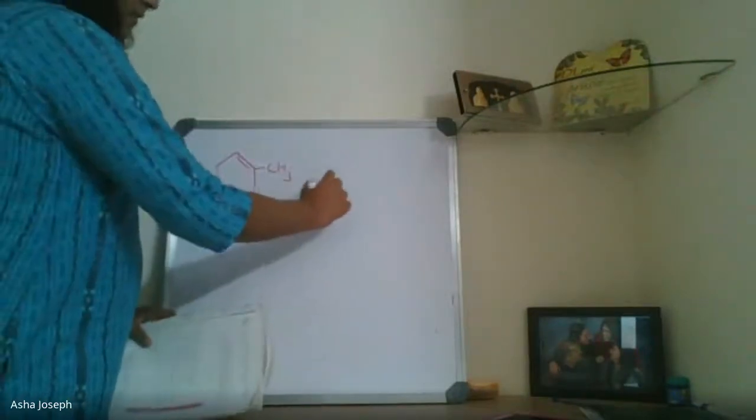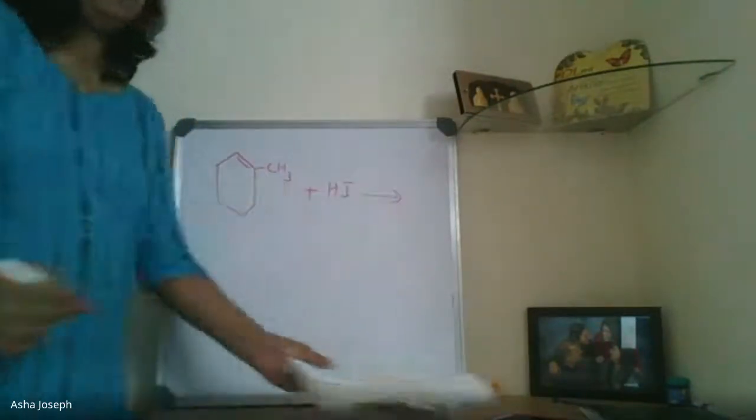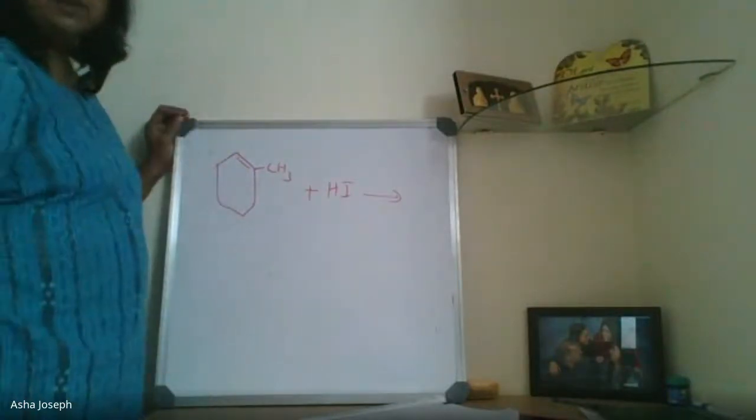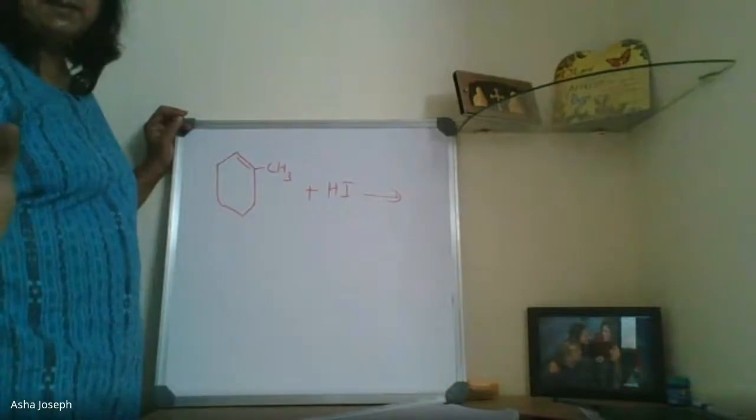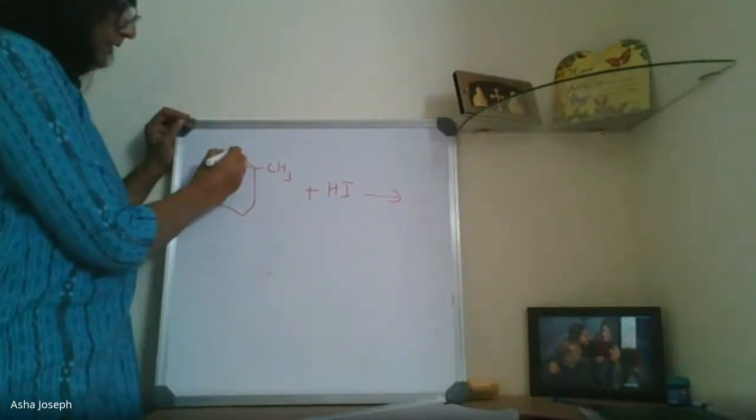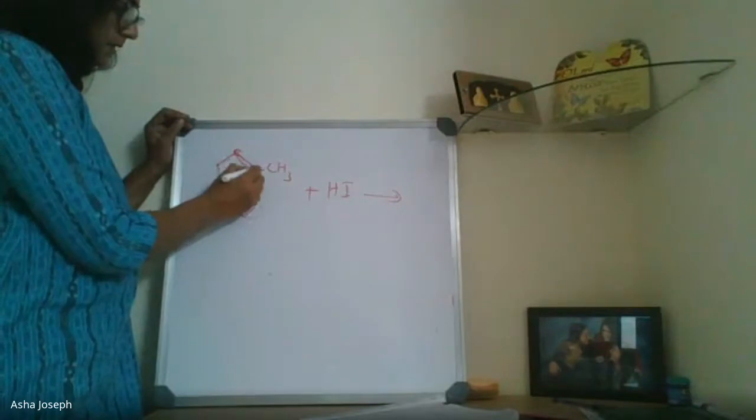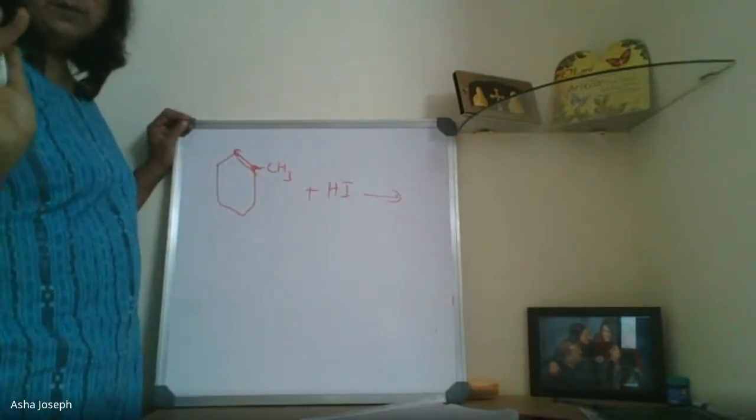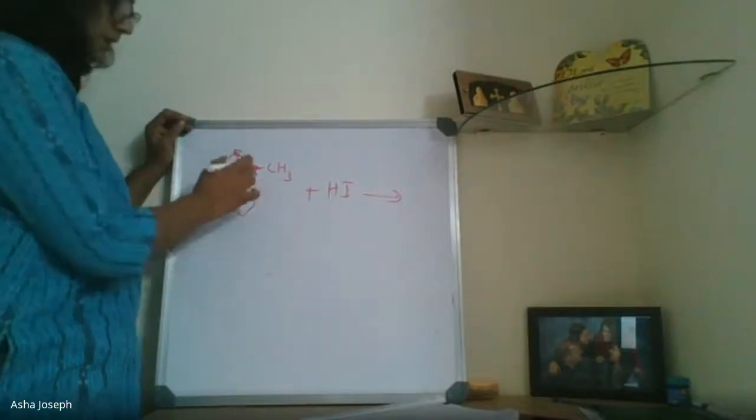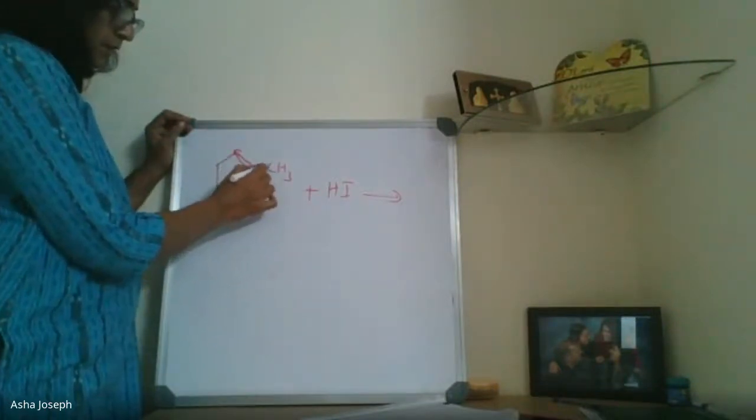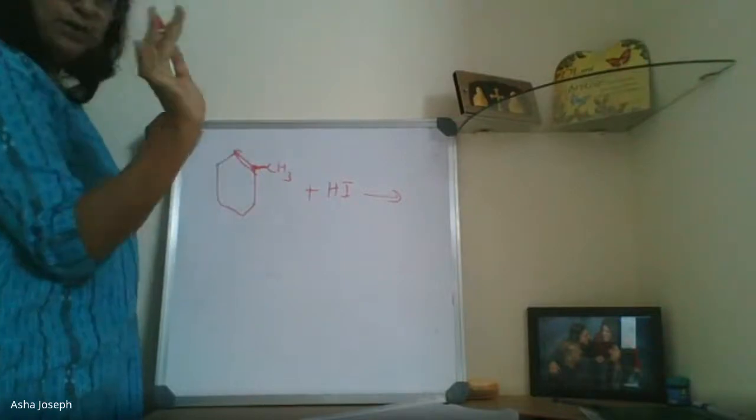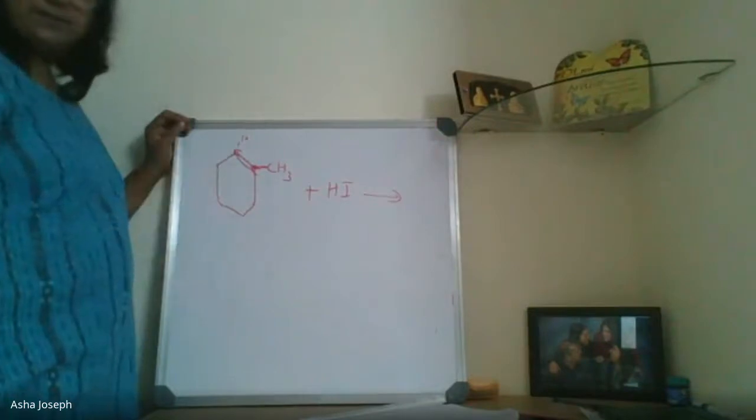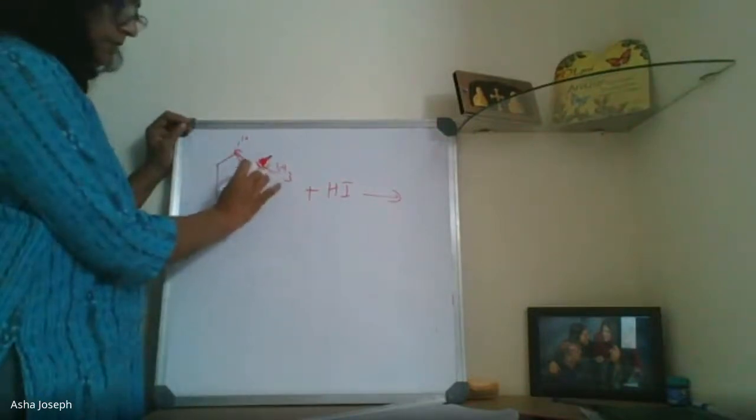This type of question is repeated in the board exams. Here, the first thing you should understand is that the addition will take place across the double bond. So there is a carbon here, and a carbon here; across this only addition will take place. Now you have to count the number of hydrogens on each carbon. This carbon has no hydrogen. This carbon has one hydrogen. So this one has fewer hydrogens.